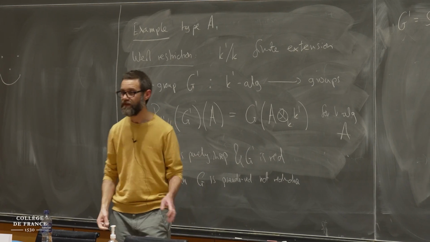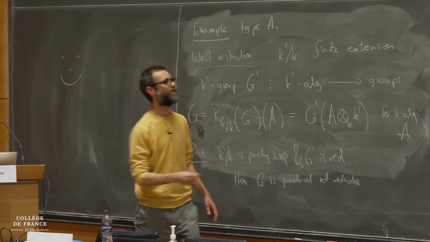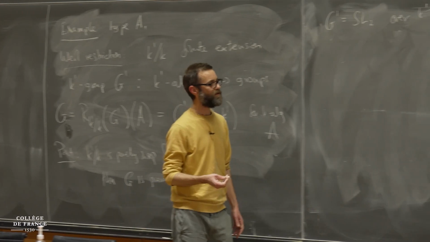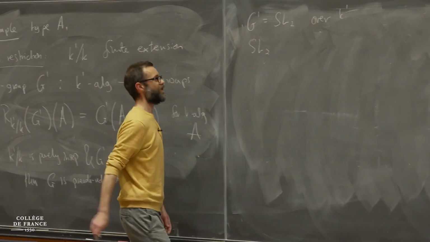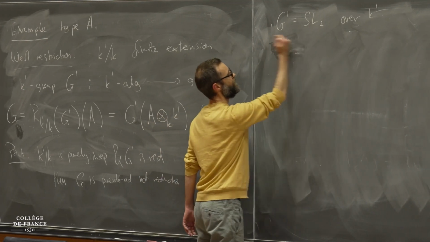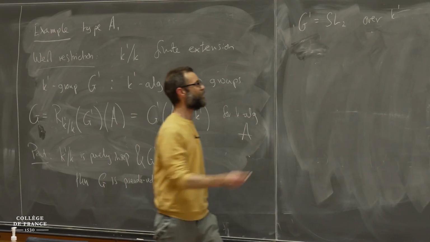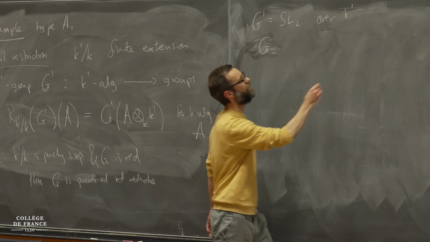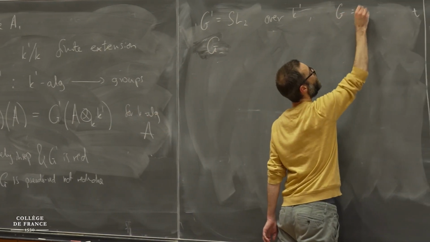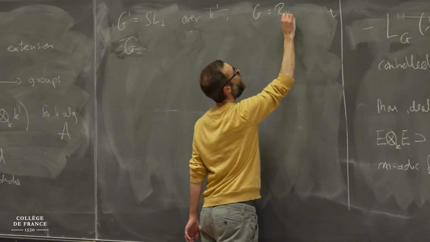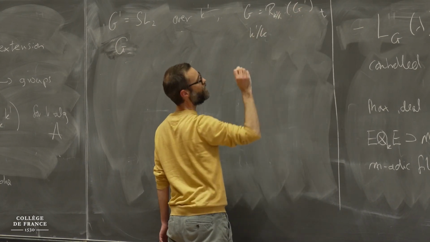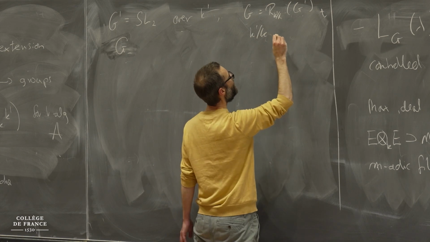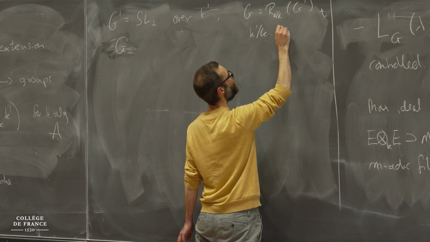So I want to try to convince you that this group is pseudo-reductive. One way to do that, this is not a proof, but a hand-wavy heuristic, is to just look at some of the points. So if we look at the points of G, where G is going to be this Weil restriction, and K prime over K is positive degree inseparable.